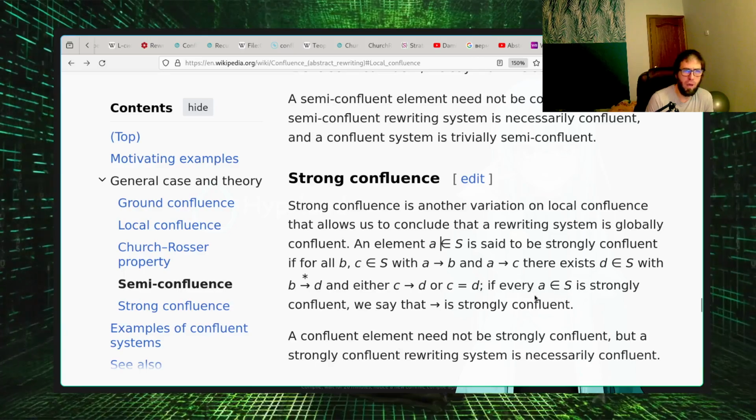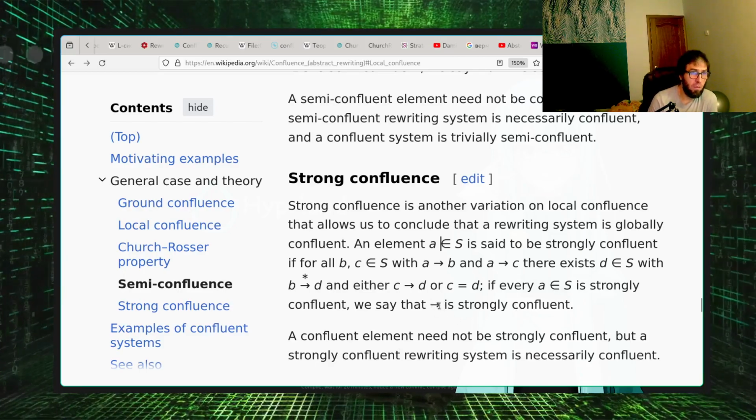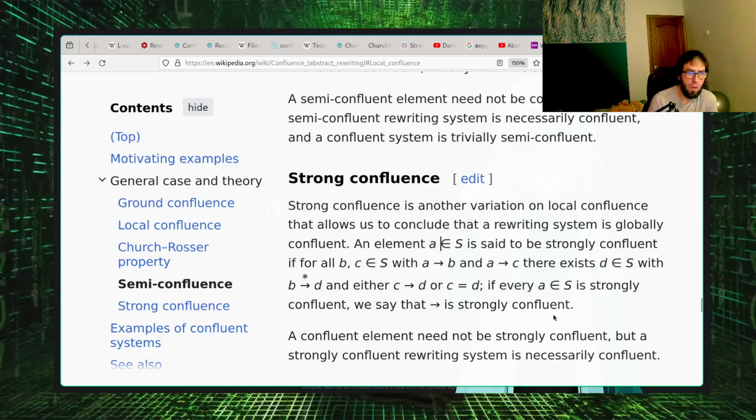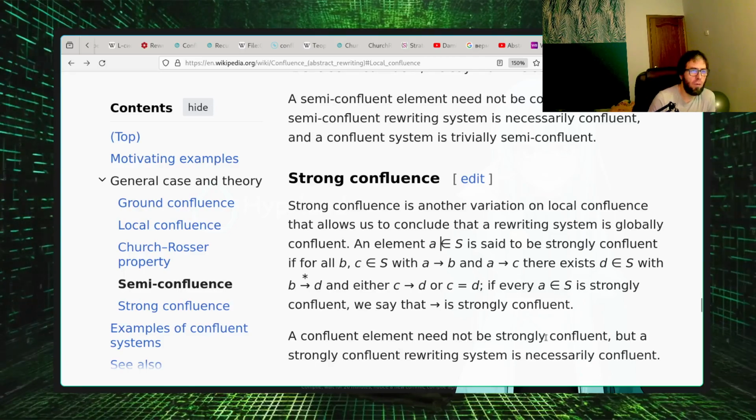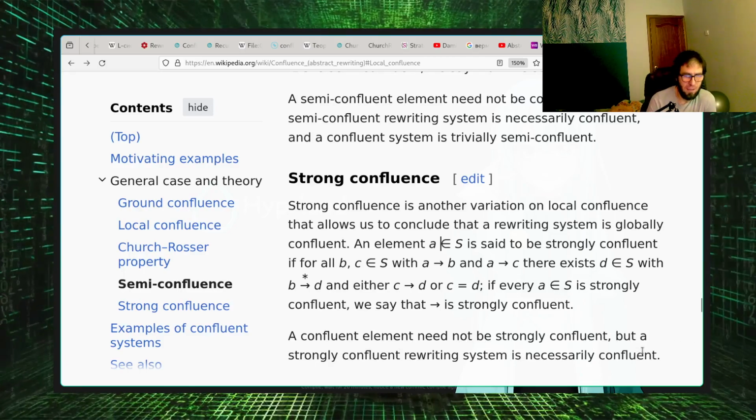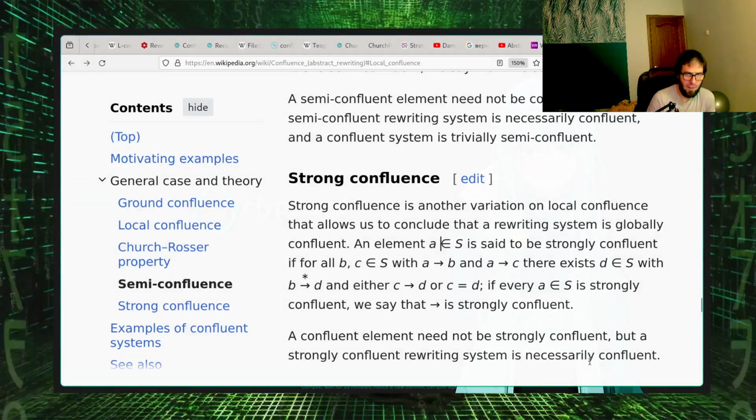So if every point or term is strongly confluent, we say that the relation arrow itself is strongly confluent. A confluent element need not be strongly confluent, but a strongly confluent rewriting system is necessarily confluent.